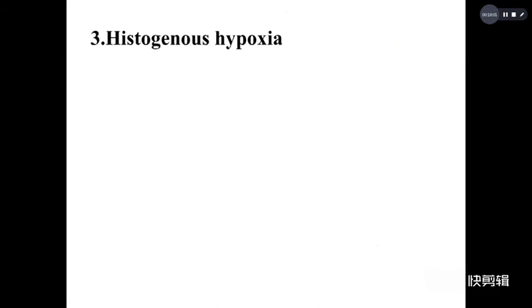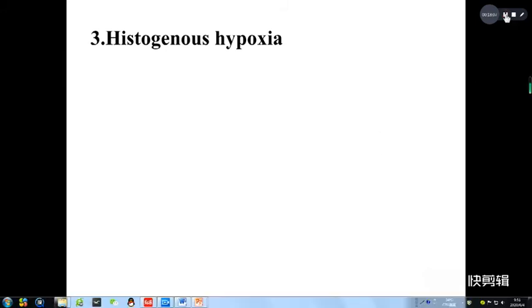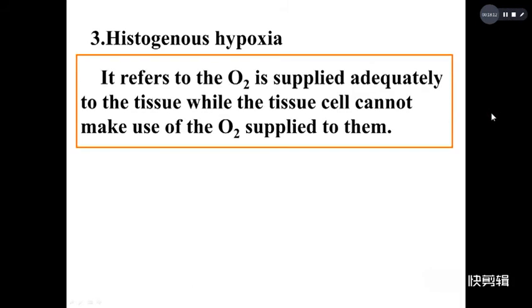Now the next, histotoxic hypoxia. Now what is histotoxic hypoxia? It refers to oxygen being supplied adequately to the tissue, while the tissue cells can't make use of the oxygen supplied to them. Now, in histotoxic hypoxia, oxygen supply is normal, but oxygen utilization decreases.